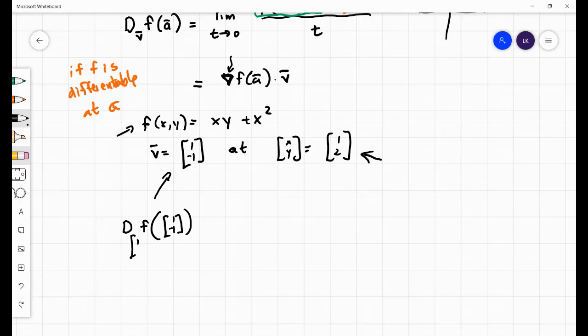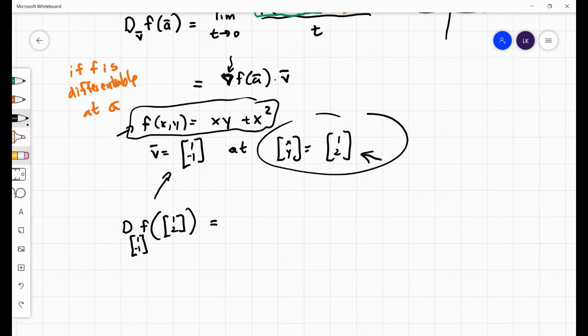Made a mistake. See, I was trying to warn you, and then I made a mistake. So it's the directional derivative of the function evaluated at 1, 2. So x and y are 1 and 2 respectively, and the vector that gives us our direction is the vector 1, -1. So this function is differentiable. Let's first just use the formula. That's going to be the gradient of the function, because this function is differentiable at 1, 2, dotted with the vector v.